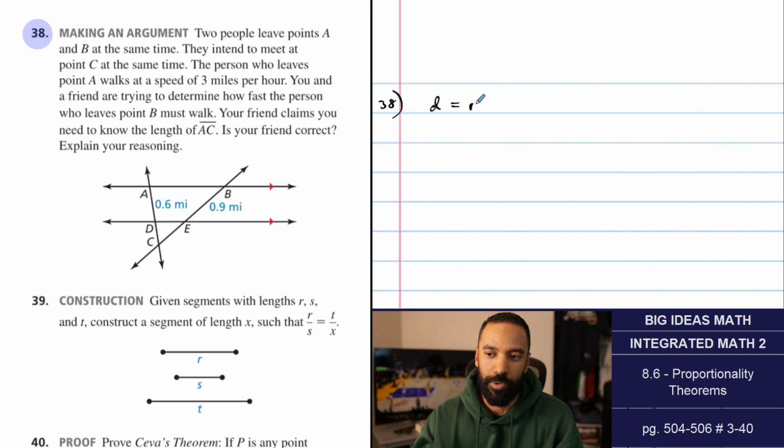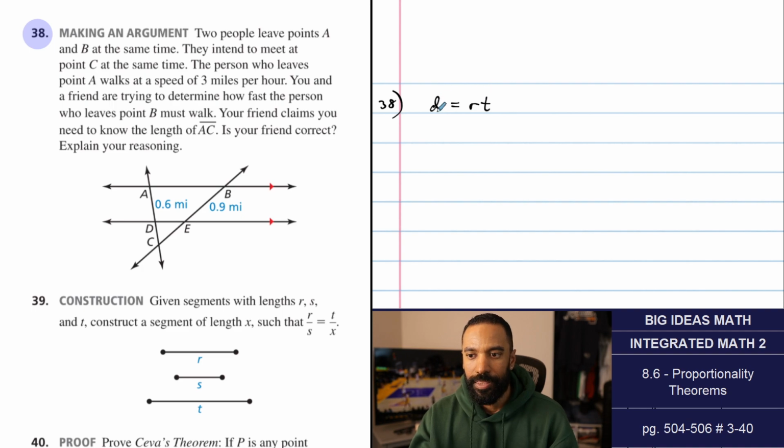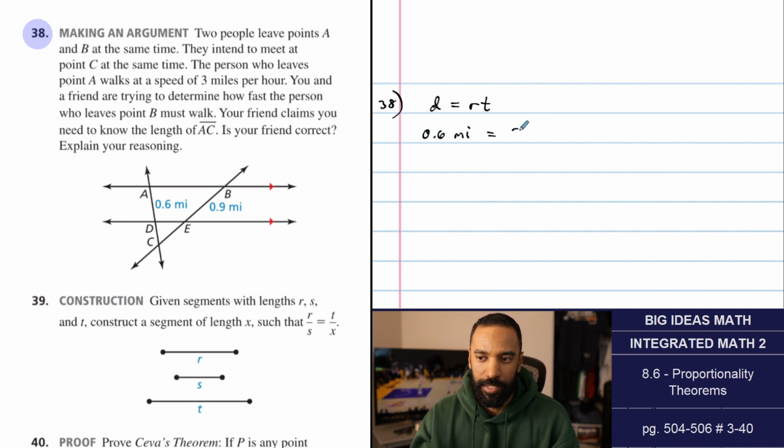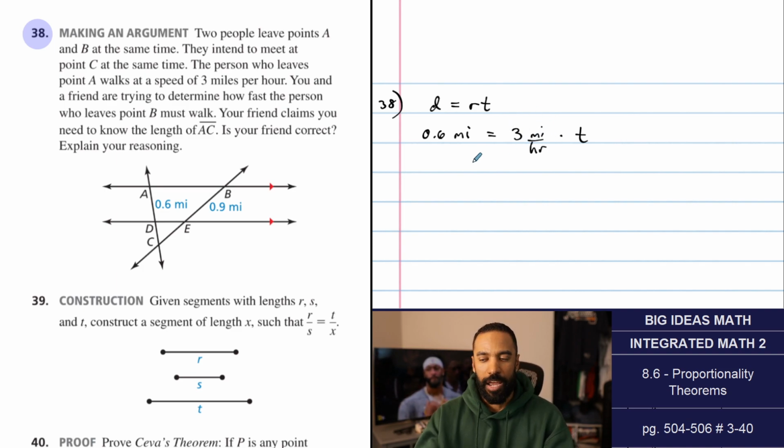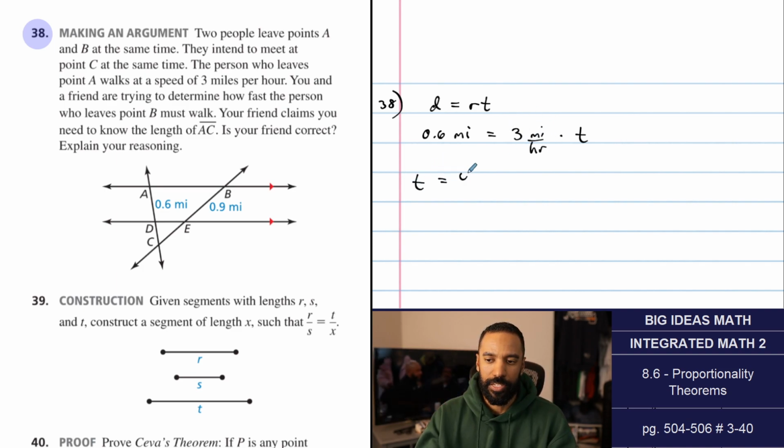Work this out. Distance equals rate times time. We have the distance and we have the rate. We don't know the time in hours. If we divide both sides by 3, we'll figure out the time. 0.6 over 3, which is 0.2 hours.